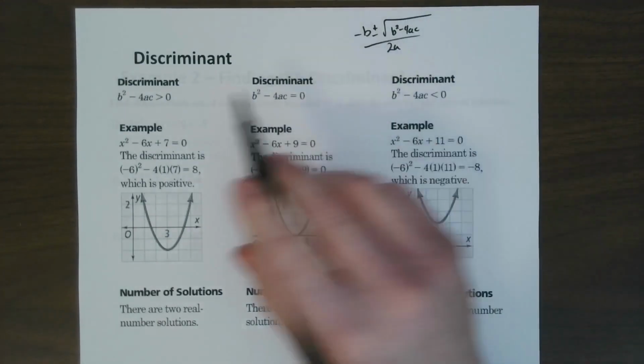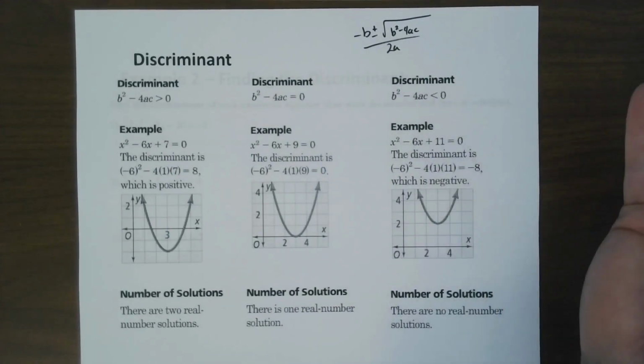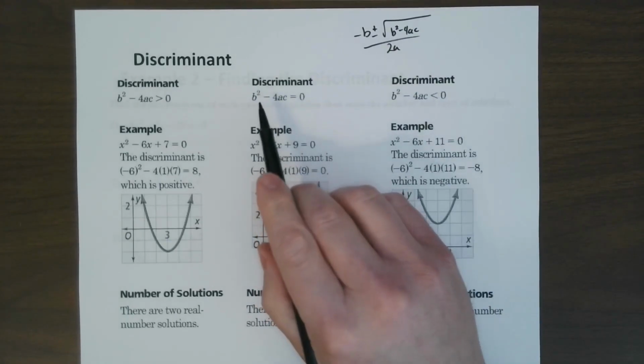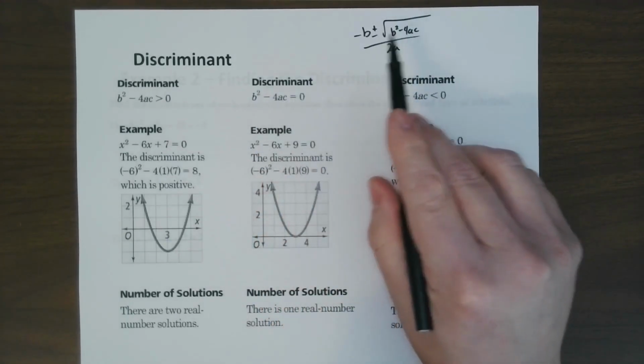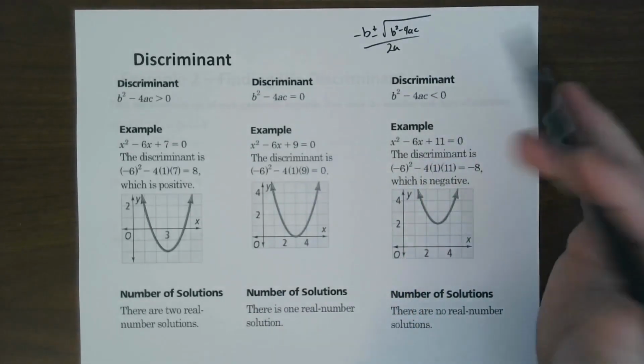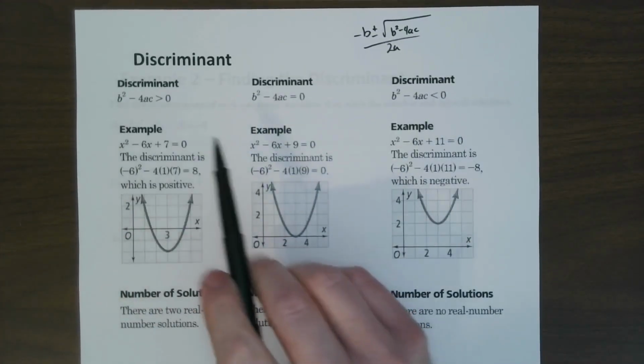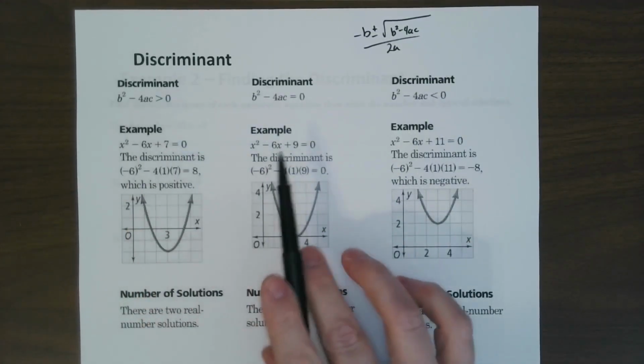If we square root a positive, which is greater than 0, then we get a positive radical. We get a normal square root. If it equals 0, the whole thing will just be 0. If it's negative, we get an imaginary solution. We get an i in there. There is no real number solution. Okay? So basically what's happening here, here's some examples.